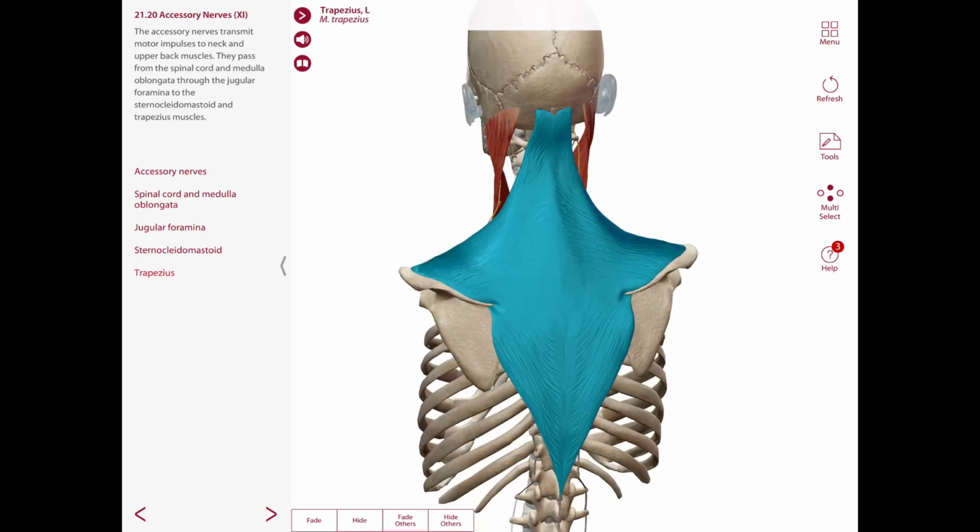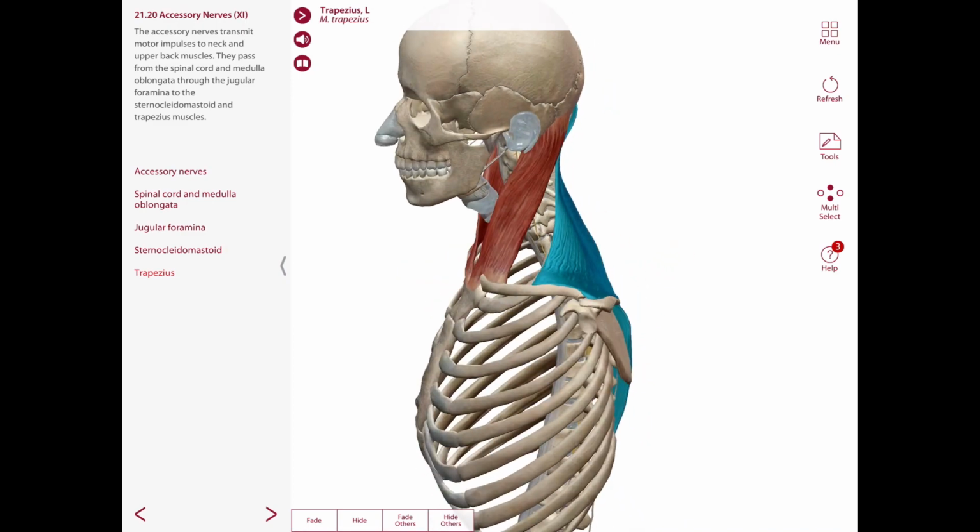And so lesions to this nerve are characterized by a shoulder drop on the side of the lesion, for example, or difficulty with full abduction and elevation or shrugging of the shoulders on the side of the lesion, or difficulty rotating the head to the opposite side of the lesion.